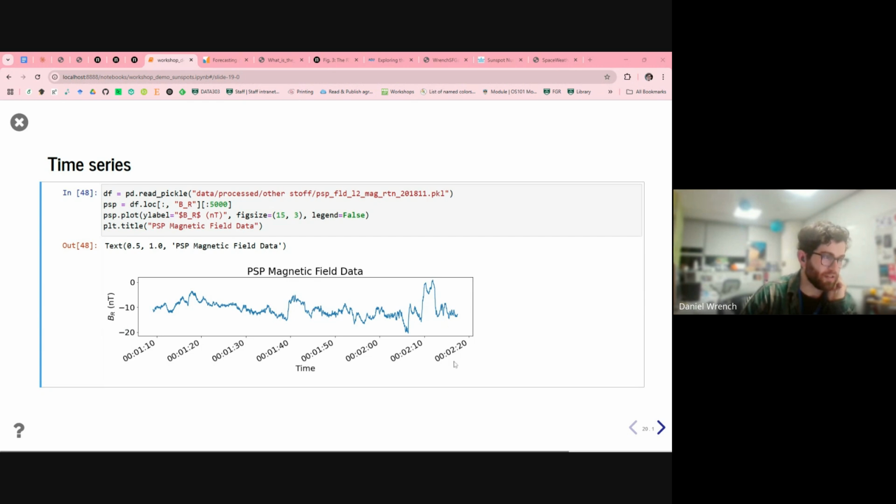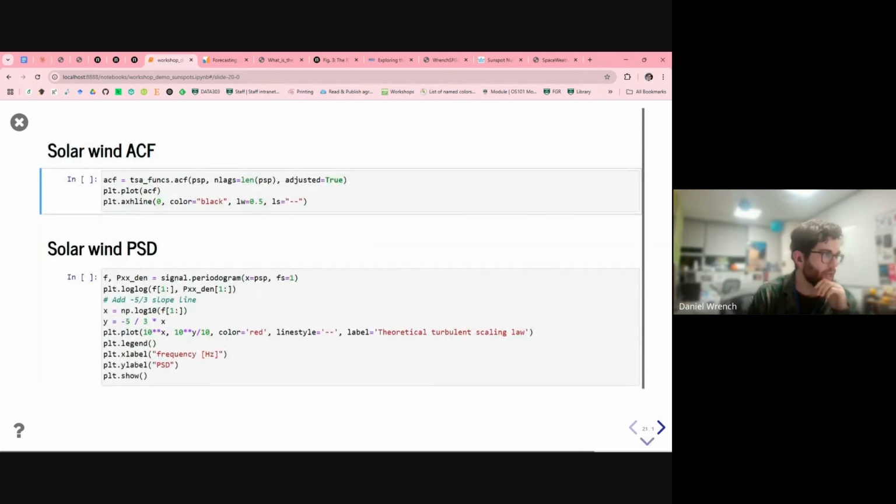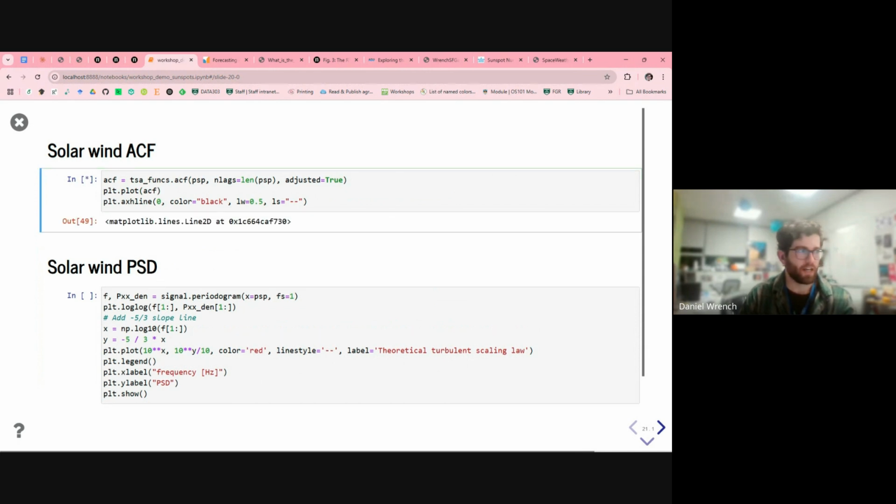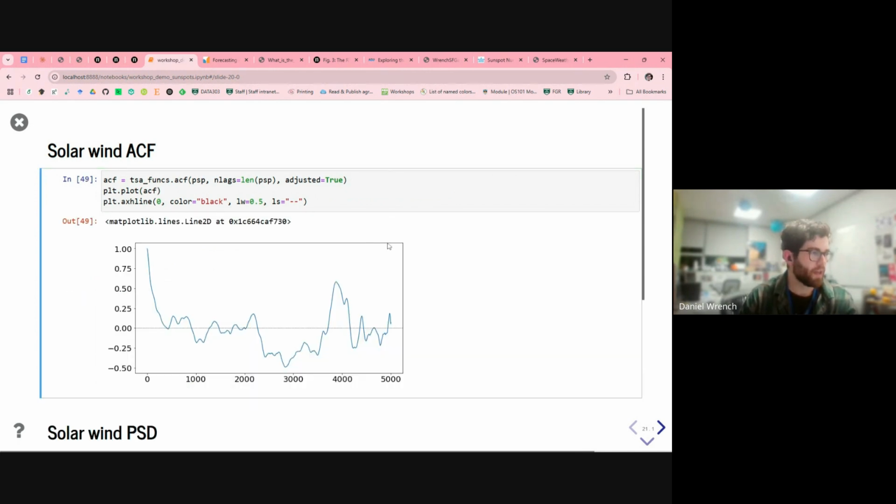Okay, so that's a few minutes of PSP. This is very high resolution data that it's capturing. If we plug in our statistics again, we can see it's fairly noisy. The autocorrelation drops off quite smoothly at the start, but then we see a lot more jumps.